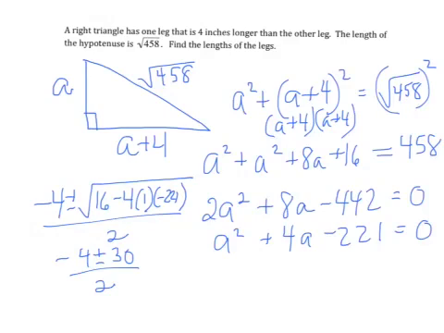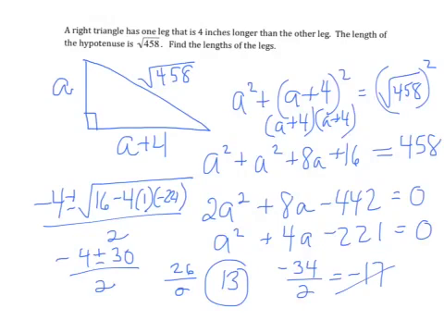And negative 4 plus 30 equals 26, divided by 2 is 13. That's one possibility. And negative 4 minus 30 is negative 34, divided by 2 is negative 17, but that's an extraneous solution. And so the answer would be that the legs, one of them would be 13, and the other one, 13 plus 4, would be 17. So they would be 13 and 17.